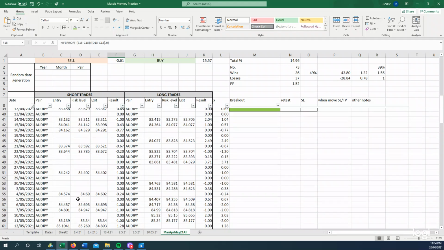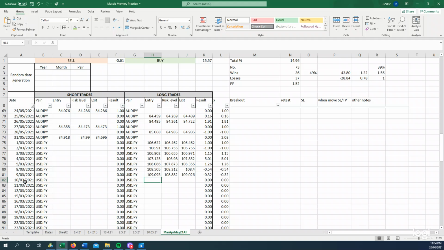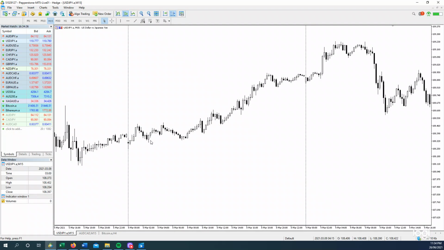I'm currently up to date, so I've backtested up until the 9th of March, and I want to do the 10th of March now. So this is the 9th of March on this section here. I just go up to the date with my mouse, but I want to be careful that I don't get the slightest glimpse of what is going to happen in the future.